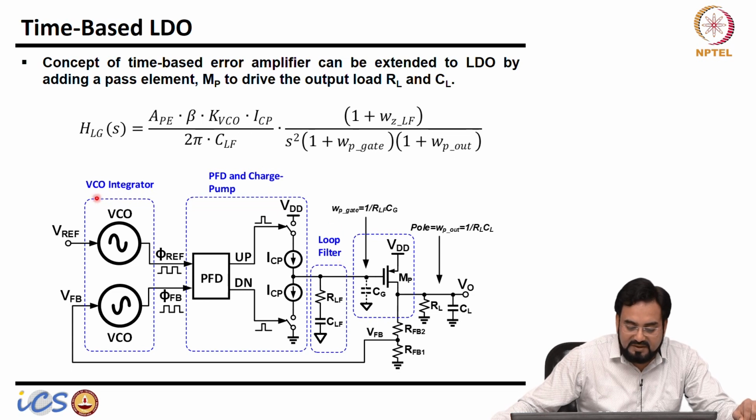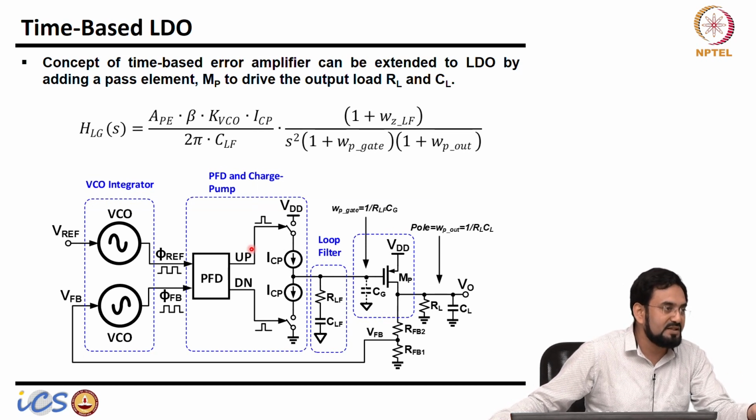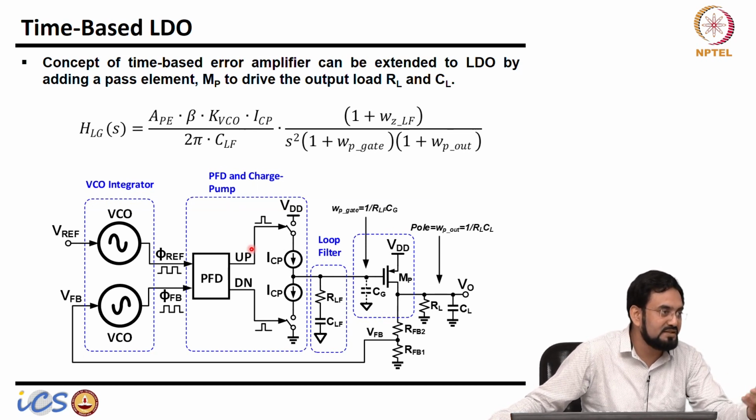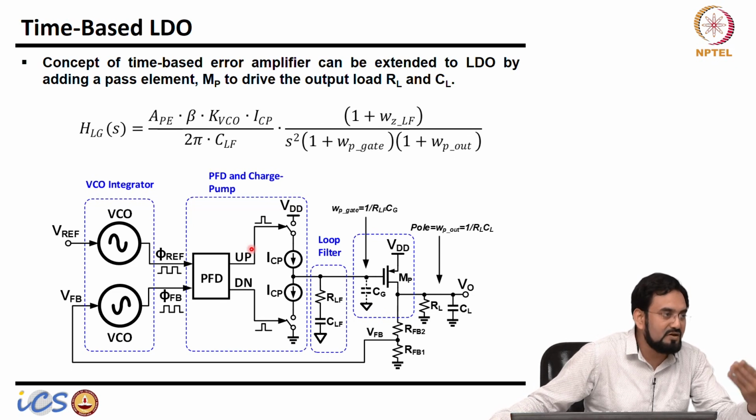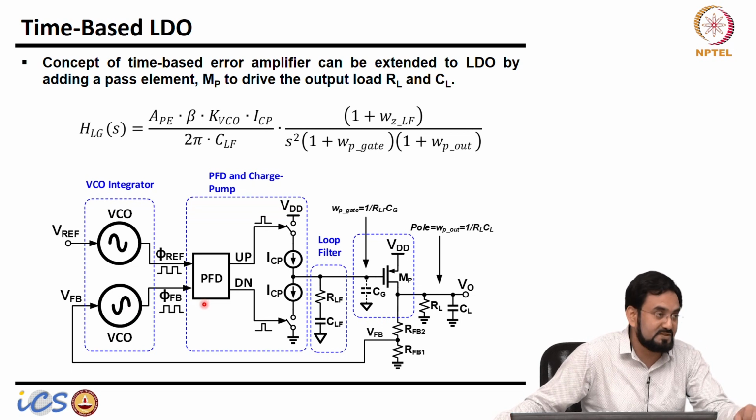And the second advantage is, now I can build a very high bandwidth amplifier without burning too much current here. And you can operate at lower voltage also, because if you want to build a very high gain error amplifier, then you need to cascode obviously, or use gain boosting, and you cannot operate at very low voltage. Here all those requirements go away.